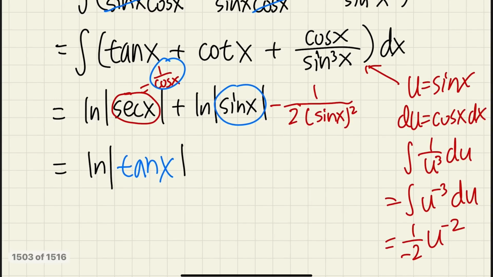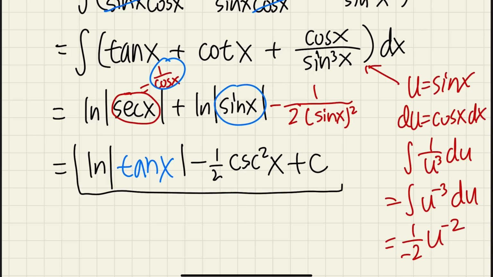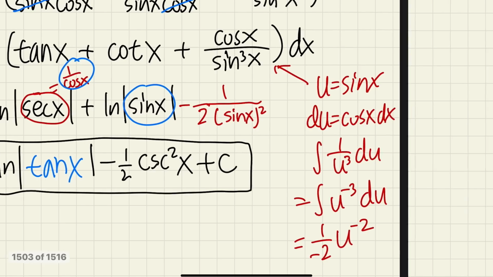And then we have minus 1/2. We have sine square on the bottom, which I can write as cosecant square, like so. Done. I will only put on the plus c at the final end for the answer. So that's it. Ooh, a tough one, right?